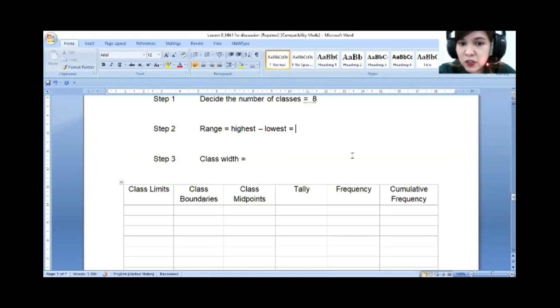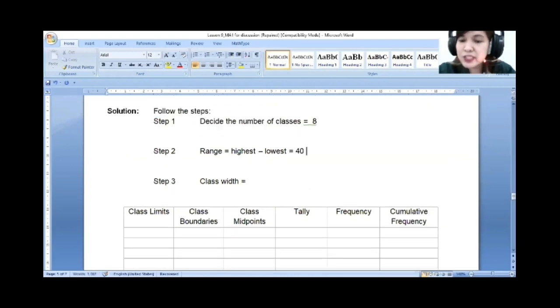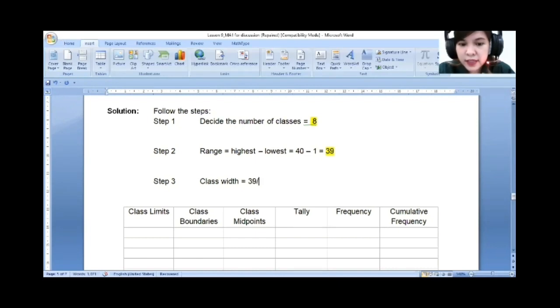Let's put the highest here. It happened to be 40, and the lowest happened to be 1. Then you will need to subtract. The answer is 39. Afterwards, once you are done with the number of classes, which is given by the professor, and you have computed the range, go to the class width. The formula for the class width is the range divided by 8.